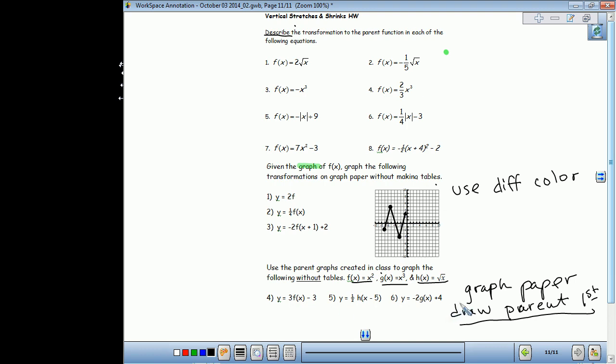When it's stretched, the x changes? No. Nothing we've done today multiplies the x by anything.